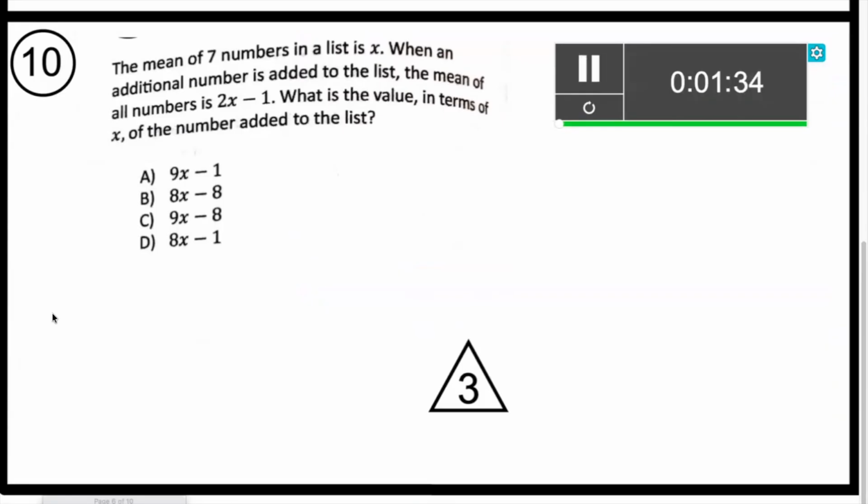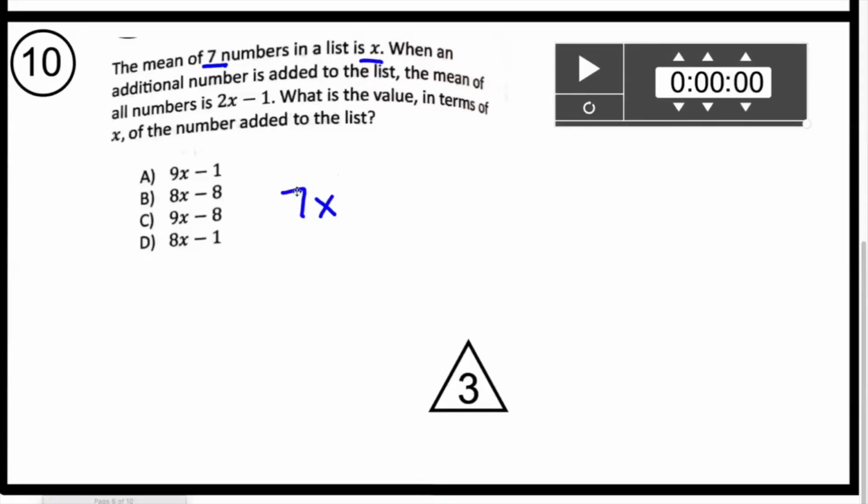Okay, just a few more. So try number 10. This one I'm going to do by just setting up an equation. Again, like earlier, kind of setting you up for these types of problems. The mean of 7 numbers is x, which means the total of those numbers is just 7x. Just like earlier, if you multiply the amount of numbers times the mean, that gives you the total. So now we know that the total of our list is 7x.